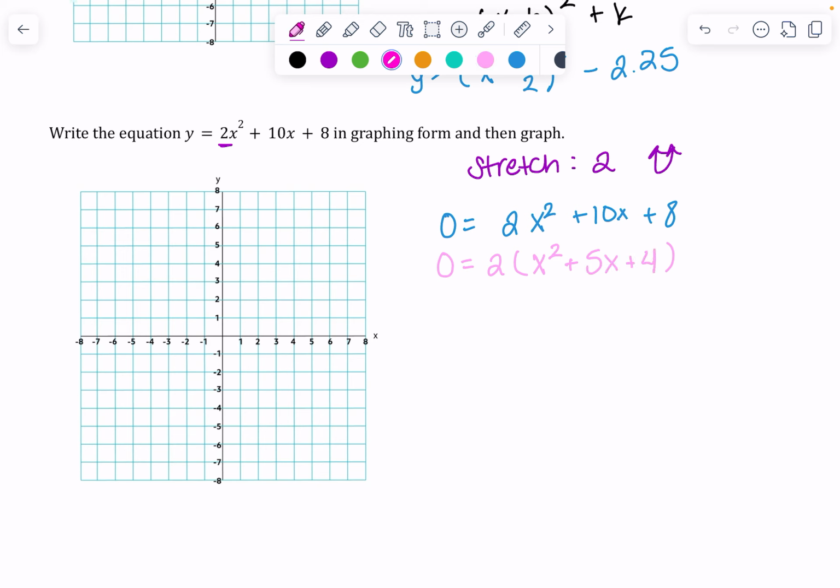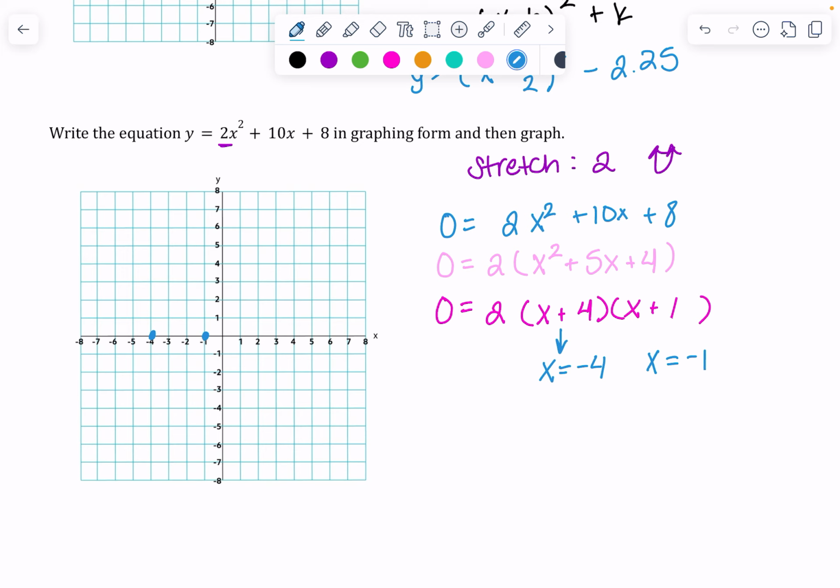Okay, and now we're going to work on factoring what's left over, this stuff. So our x and our x make x squared, and then it looks like a positive 4 and positive 1 would work to make a positive 5. So we get x equals negative 4 and x equals negative 1. And we can stick those x-intercepts on our graph.